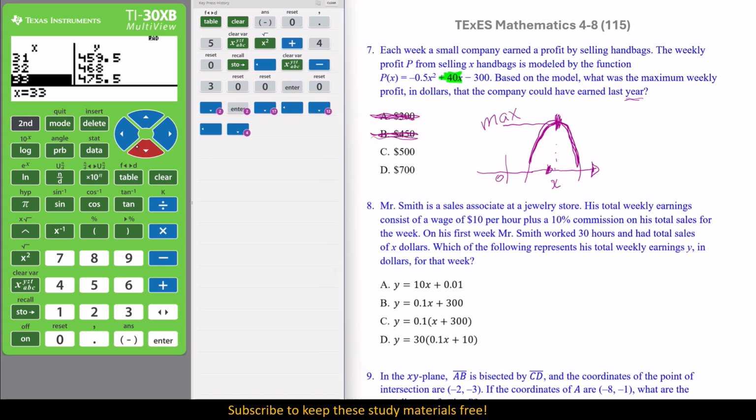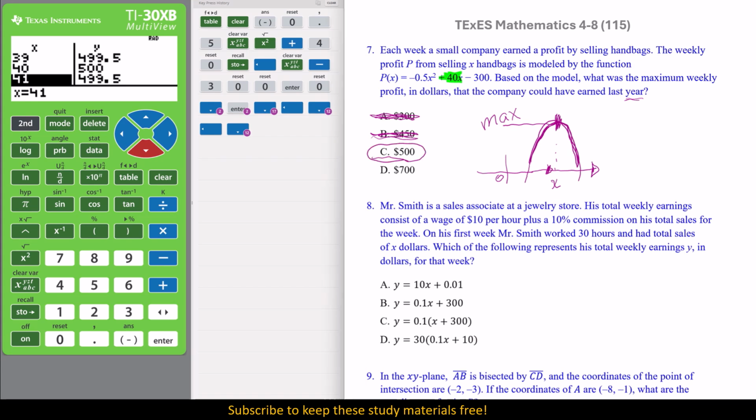Now keep going. It's still going up, still going up. And there's our 500. Is that our maximum? Well, let's see what happens when we go to 41. Awesome. It goes back down, so to 499 and 50 cents. That means option C is what we need.